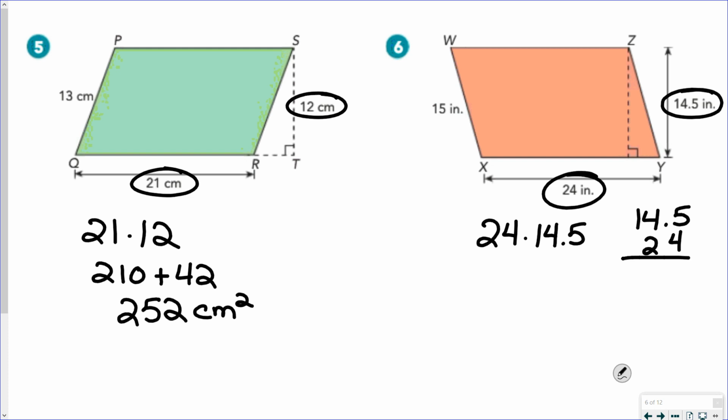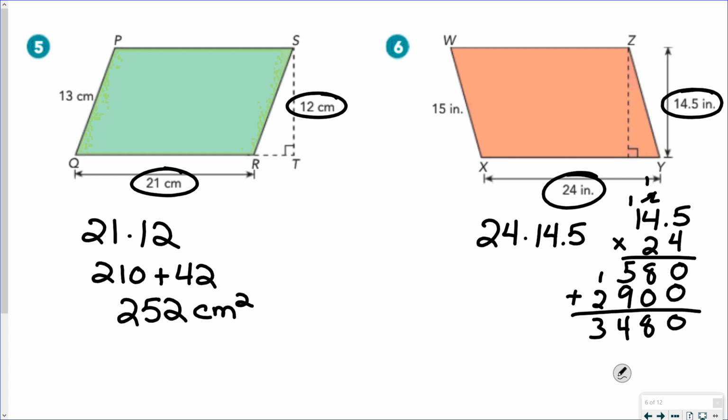I'm going to need to do the work on this one, so I'll put it off to the side here. 4 times 5 is 20. 16 plus 2 is 18. 4 plus 1 is 5. Start with the 0. 5 times 2 is 10. 8, 9, 2. Add those together. 0, 8, 14, 3. 1 digit after the decimal point. So I'd have an area of 348 square inches.